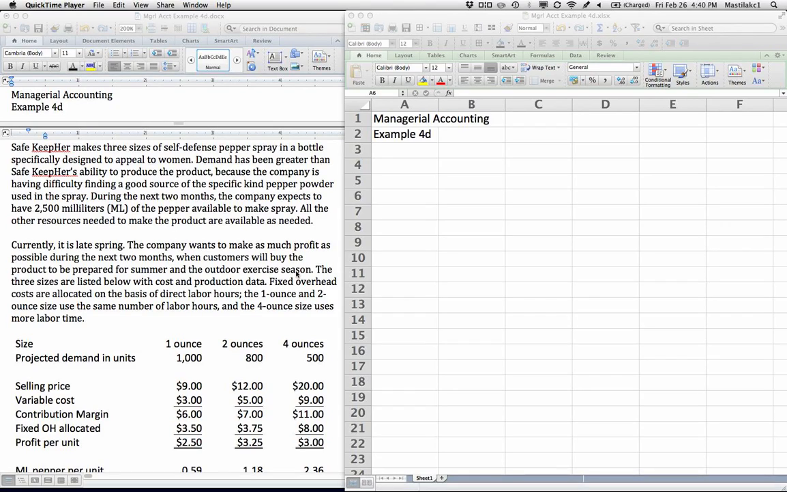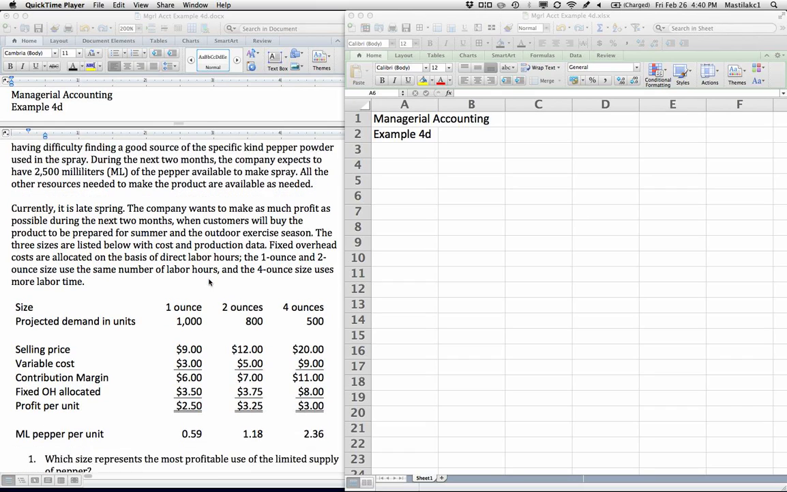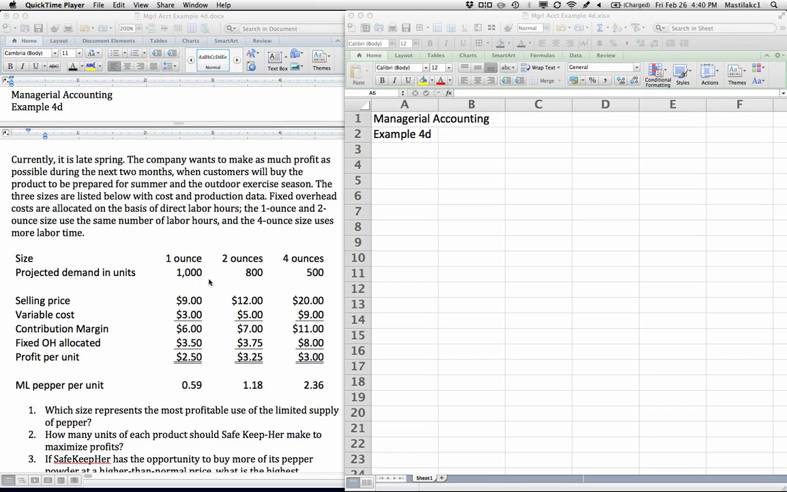Managerial accounting, example 4D. Please read and be familiar with this example, and we will get started. So this is an example where a company has a product that is very popular, and we're not able to make all the units of the product that we could sell. So something is constraining us from being as profitable as we'd like to be.